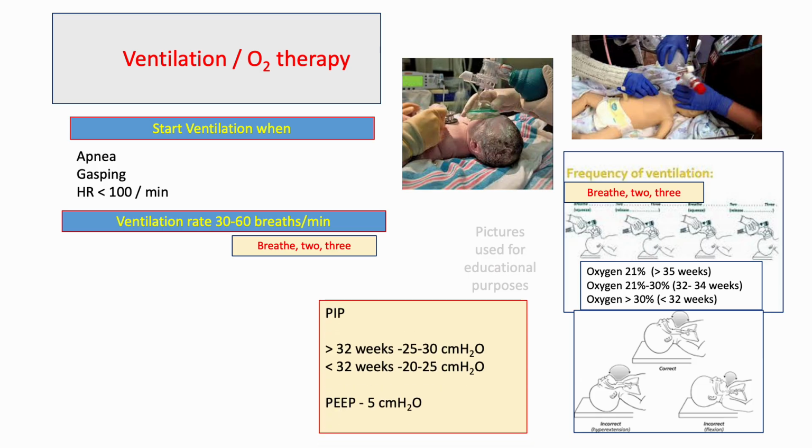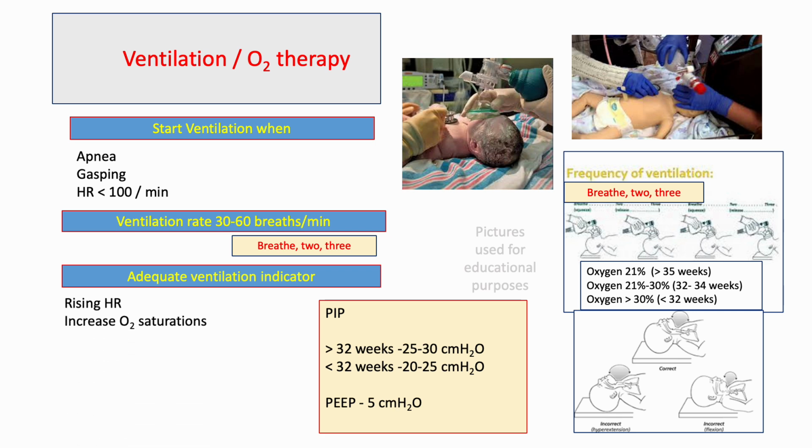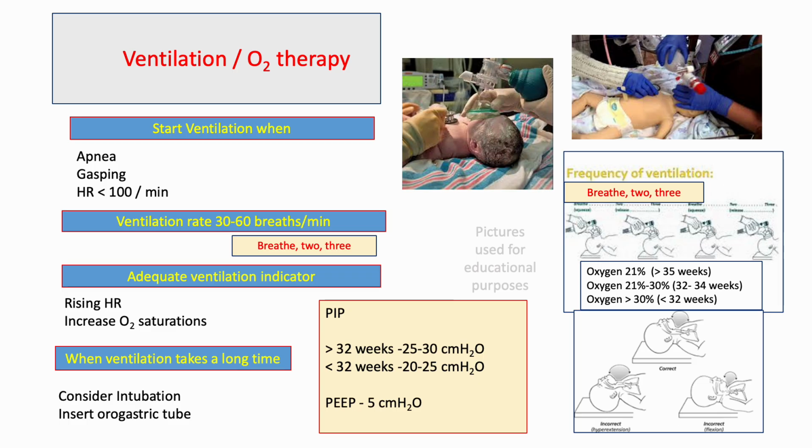So what about the pressures? For babies greater than 32 weeks, you can use between 25 to 30 for the PIP, which is the peak inspiratory pressure. In smaller babies, less than 32 weeks, your pressure goes down by 5, so it should be 20 to 25. Again, remember, PEEP is the same in both cases. So what is the indicator your ventilation is working? The chest is rising with the ventilation, the heart rate is rising, and the saturation is going up. If your ventilation takes a long time, it is highly advisable to consider intubation and insert an orogastric tube to decompress the stomach.